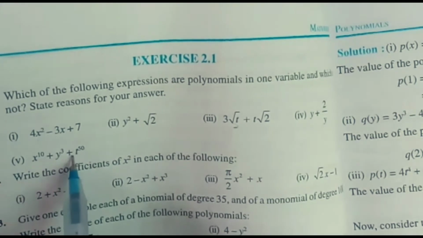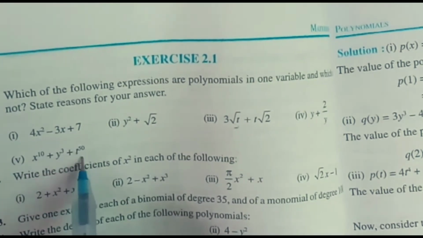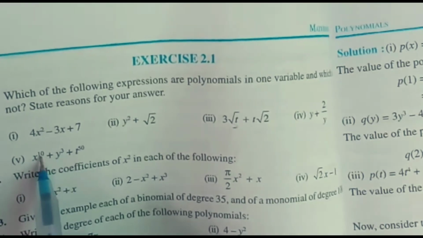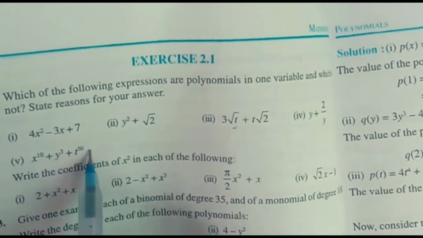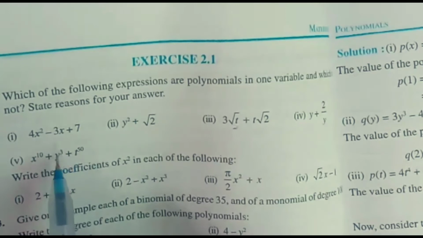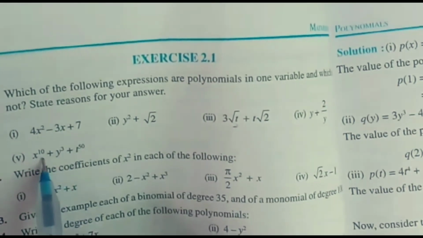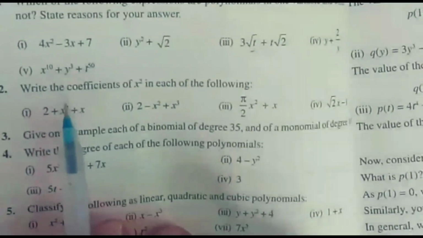Let us see the last one, x raised to 10 plus y cube plus t raised to 50. Yes, of course this is a polynomial, but there are 3 variables. The first variable is x, then y, then t. Even though the powers are 10, 3, 50, no problem, because they are whole numbers. So you cannot say it is not a polynomial, it is a polynomial. Let us see the next question.